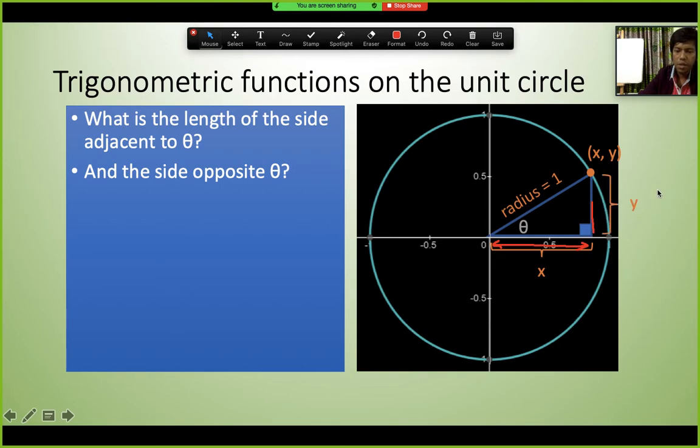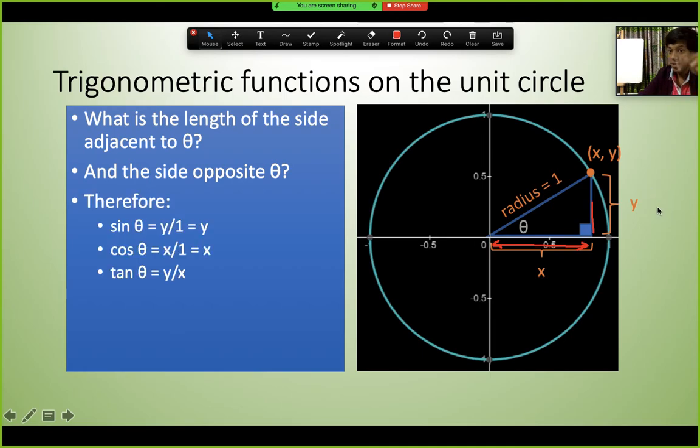Now, by using the formula that we have seen earlier, the SOH CAH TOA formula, sine theta was SOH. So now we are actually establishing this from the unit circle. The radius is 1, so that is a unit circle. From this unit circle, we are trying to establish the trigonometric functions. So sine theta equals y divided by 1. How does this y divided by 1 come? Because, you know, sine theta equals opposite divided by hypotenuse. And opposite is this side, opposite is y. And hypotenuse is 1. That means opposite divided by 1 is just y.